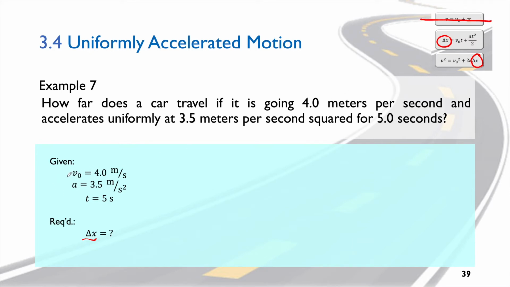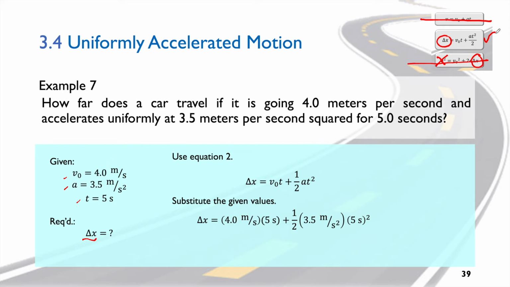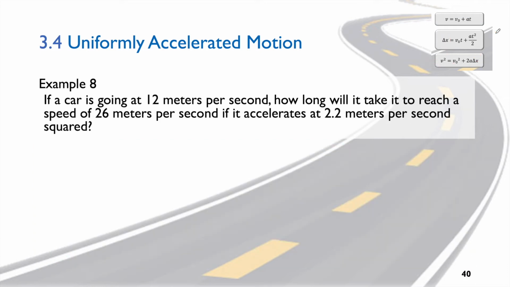The next step is to look for something that you will just substitute and you'll get the answer. Here, we don't have a value of this one, so we cannot use this equation. We can use the second one. So that's the second equation. You just substitute the values and you will have the answer: 64 meters per second.